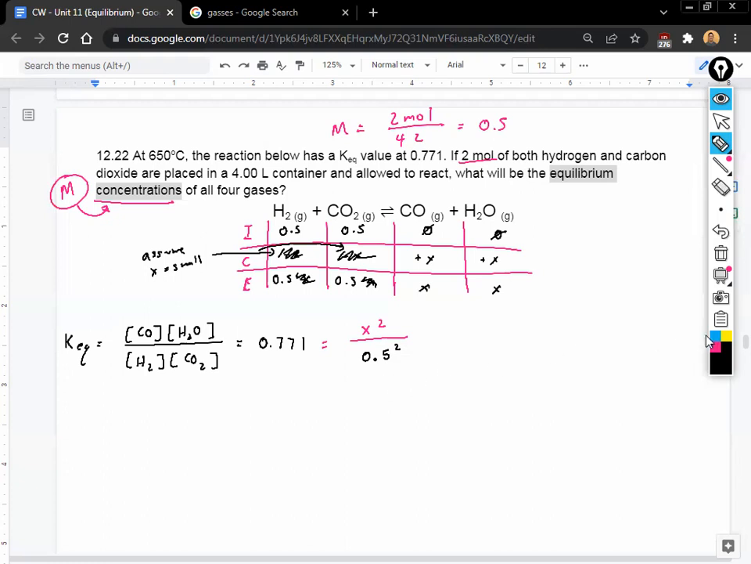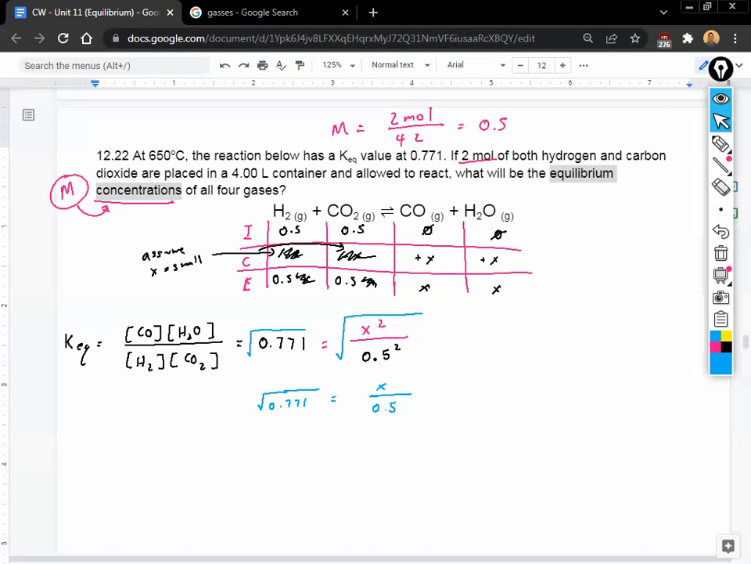In order to solve this problem, if you notice, this is squared and this is also squared, right? So I'm going to square root both sides. If I square root both sides, I'm going to end up with the square root of 0.771 being equal to x divided by 0.5. Again, your calculations might look a little different from mine, because we can take a bunch of different steps to do it.